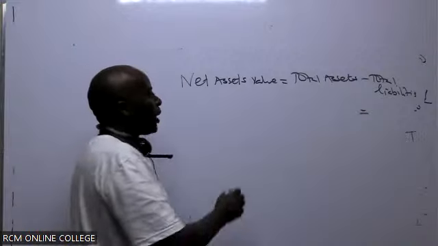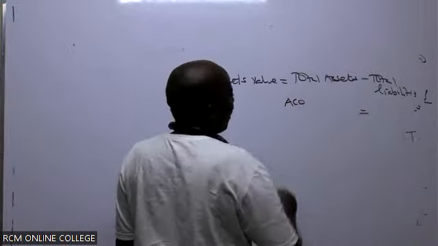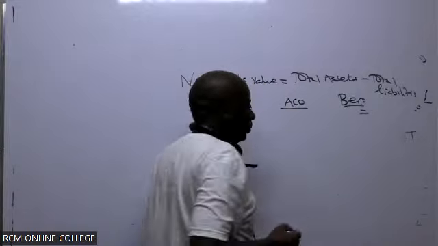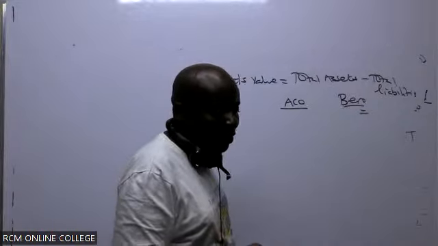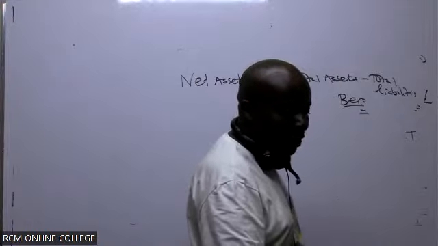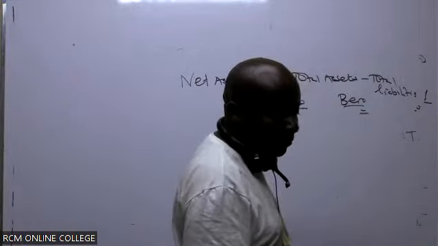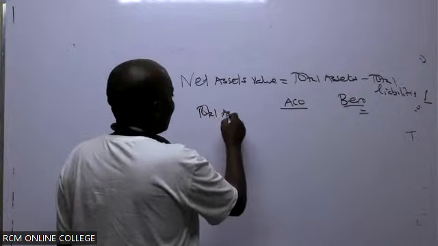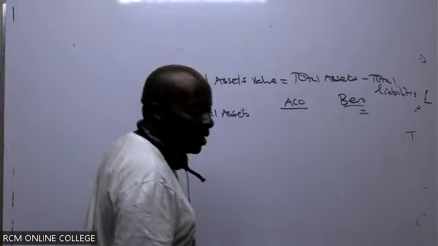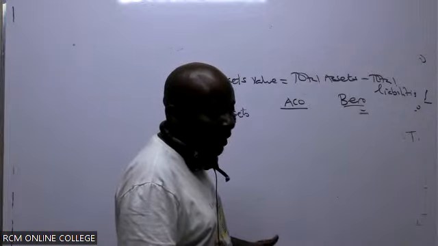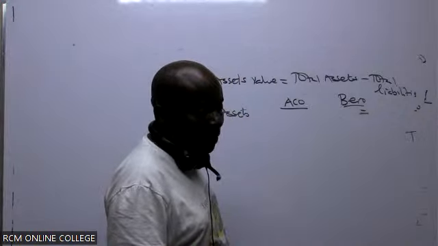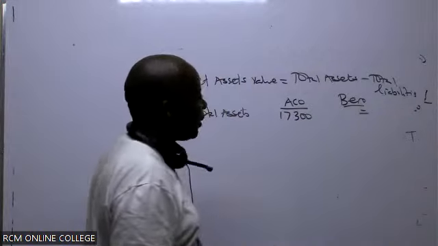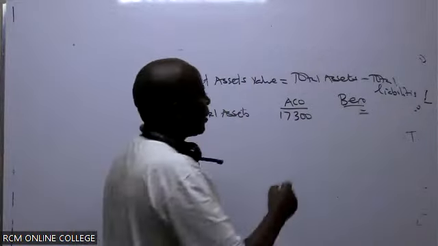Like now here we have two companies, ACO and in this case Bero. These guys have given us total assets. You can see ACO down there where we have non-current and net current: ACO is 17,300, and Bero is 6,100.